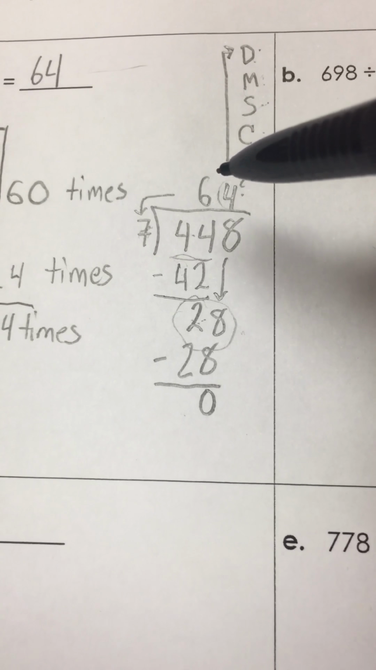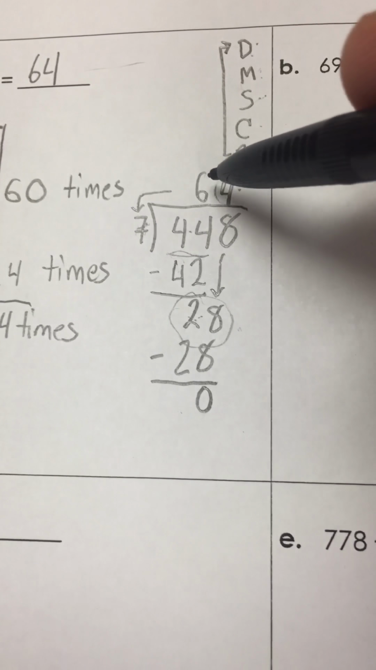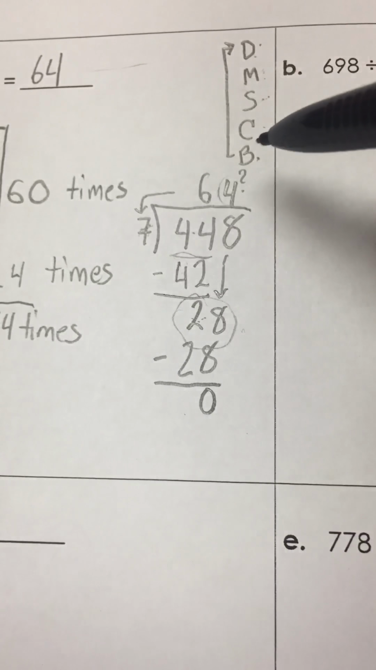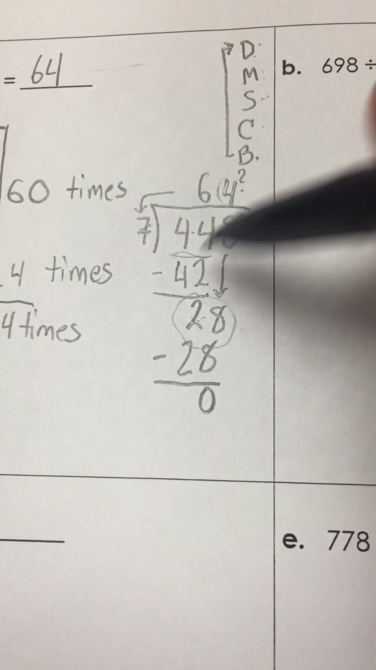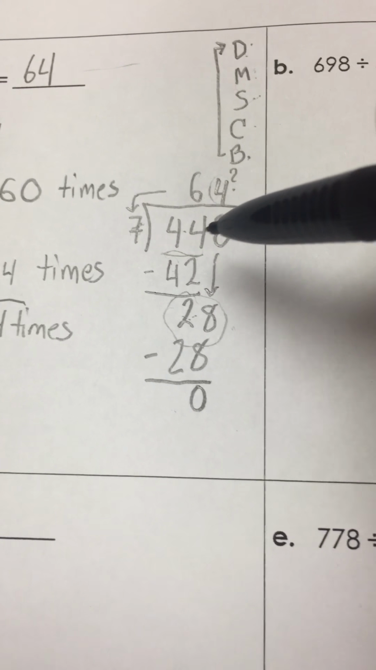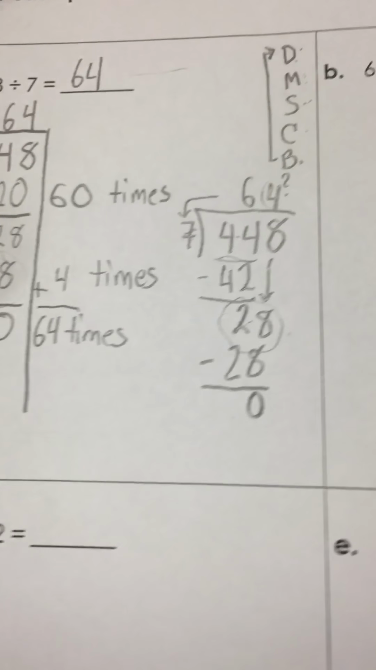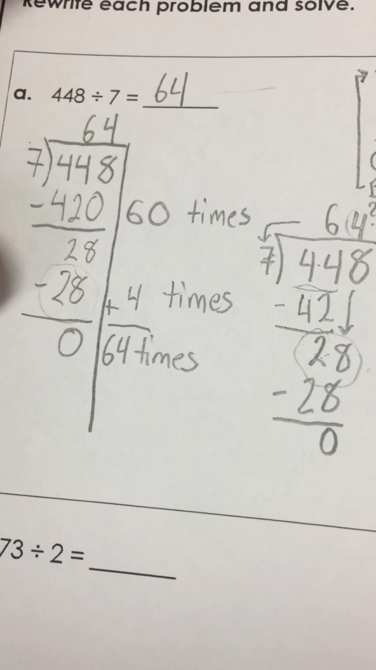And we have to think, does my answer seem reasonable? Well, what's 60 times 7? 420. Is that kind of close to 448? Within reason? Yes, that's showing me that my answer is reasonable. Now, this was 2 strategies to do this one.